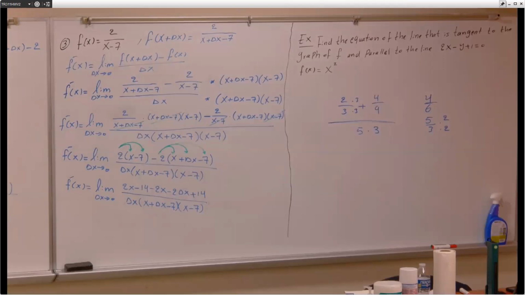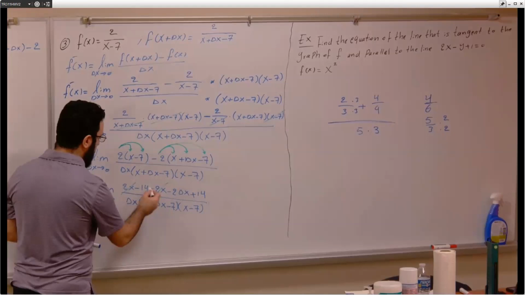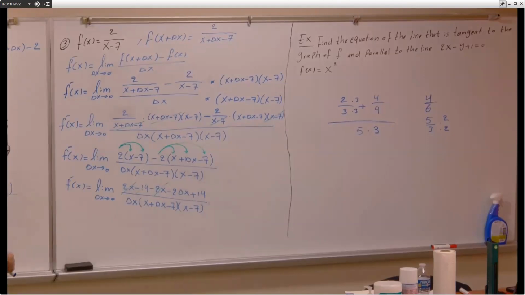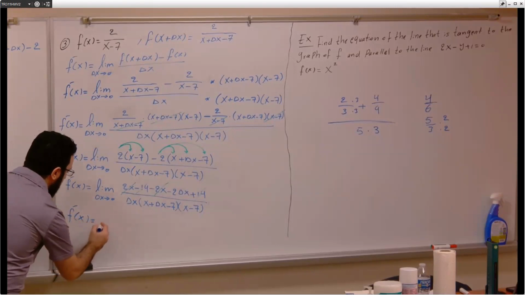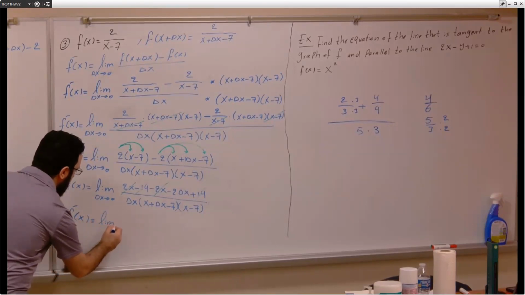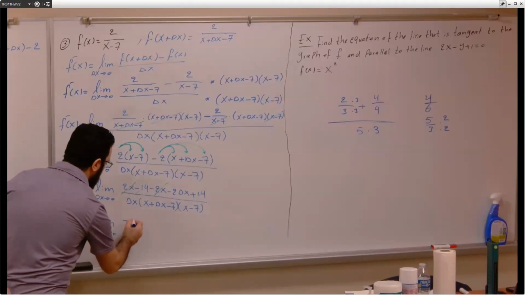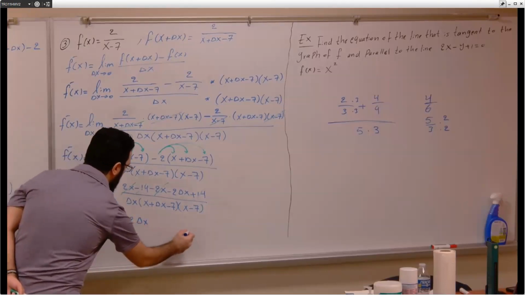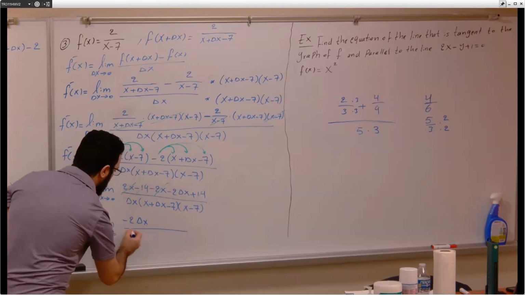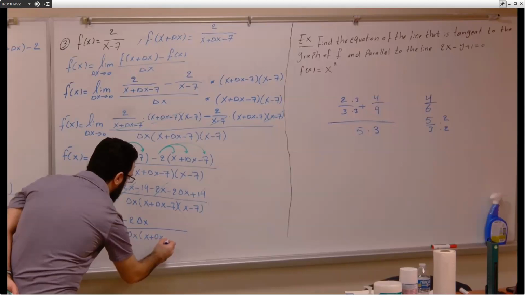Cancel the like terms: this one with this one, negative 14 with positive 14. On the left is negative 2 delta x over this part. So f prime of x is the limit as delta x approaches 0 of negative 2x, negative 2 delta x, over delta x times (x plus delta x minus 7) times (x minus 7).